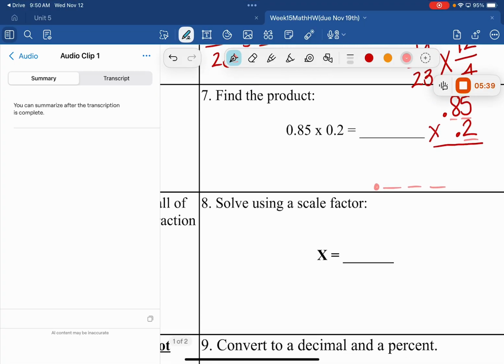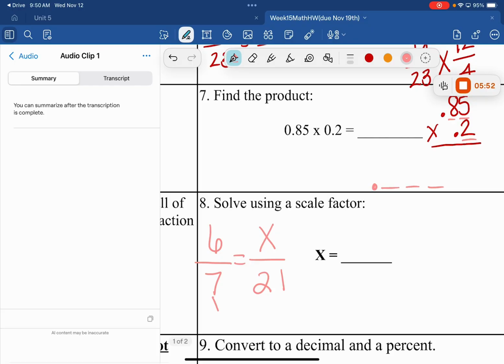Okay, solve using a scale factor. 6 to 7 equals x to 21. All you're doing is finding out what x is. Find the scale factor here and do the same one up top to make it equivalent ratios.